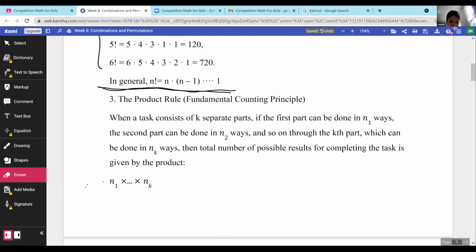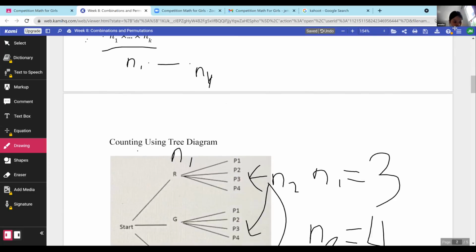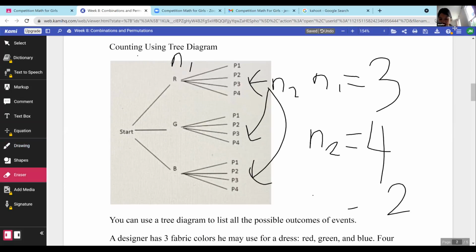But in general, if it can be done in nk ways, then the total possible results for completing the task is given by this product. You multiply each term from n1 all the way through nk. That can be explained using a tree diagram.